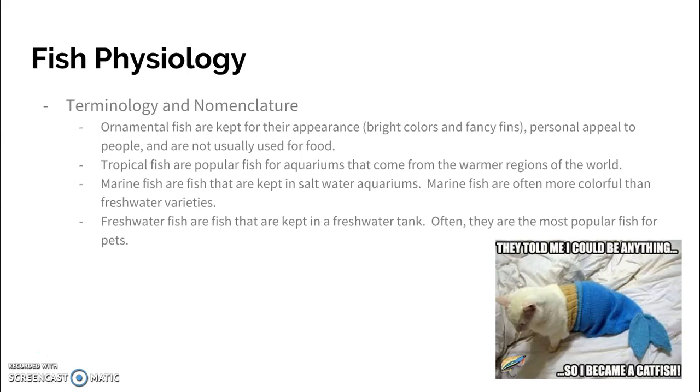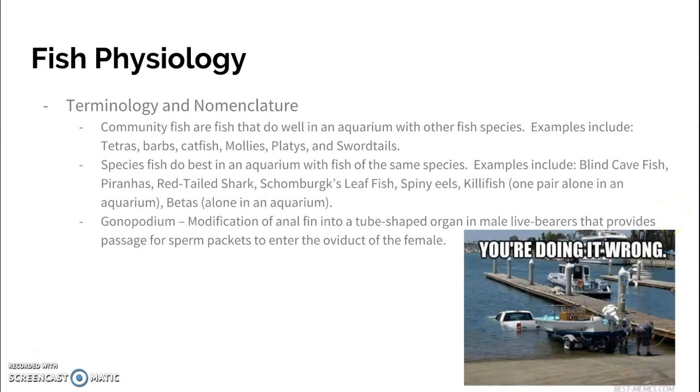Typically, they're the most popular fish for pets. They're easier to keep. Community fish are fish that do well in an aquarium with other fish species, like a community. Examples would include tetras, barbs, catfish, mollies, platies, and swordtails.